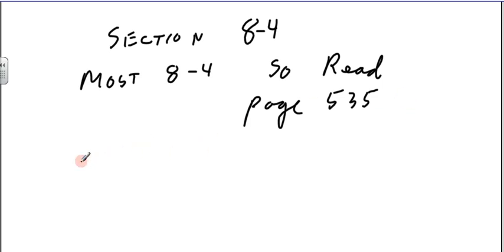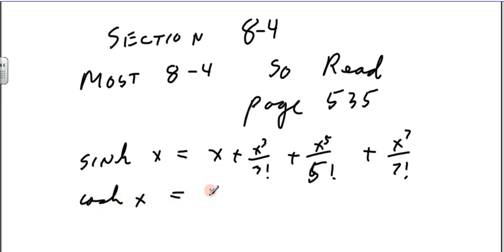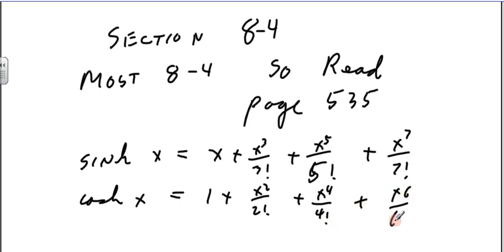Now, there are other series of approximations. So there's hyperbolic sine, x plus x cubed over 3 factorial plus x to the 5th over 5 factorial plus x to the 7th over 7 factorial, and hyperbolic cosine, 1 plus x squared over 2 factorial plus x to the 4th over 4 factorial plus x to the 6th over 6 factorial.